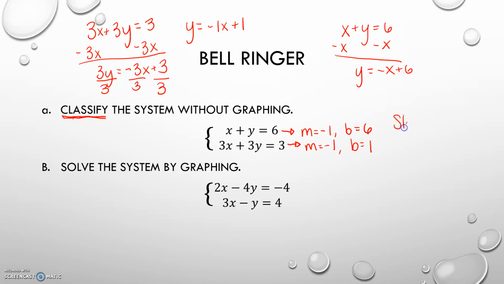My slopes are the same, but my y-intercepts are different. So that means that this one here should be inconsistent.